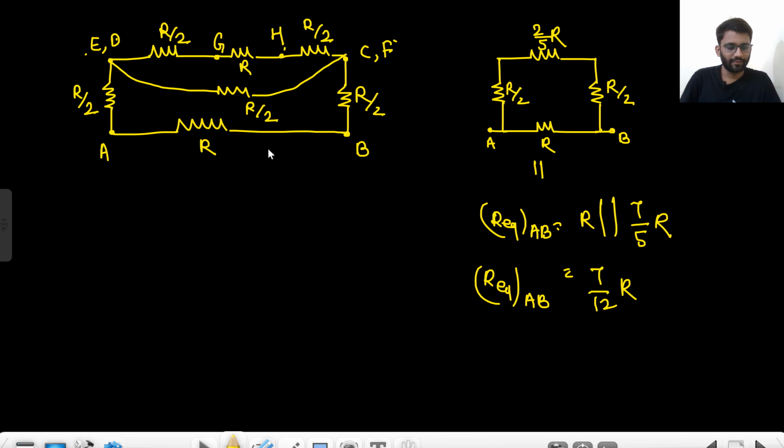So 2R parallel with R by 2 will give me 2 by 5 R, then R by 2 R. So 7 by 5 R parallel with R will give me 7 by 12 R. So this is my final answer. Is that the same? Across AB, yeah, 7 by 12 R.